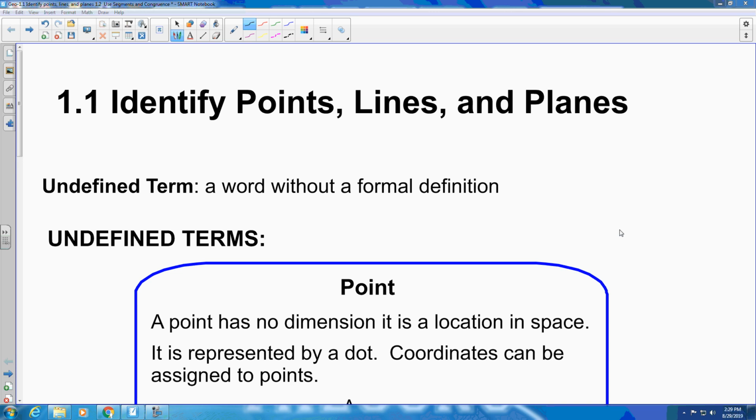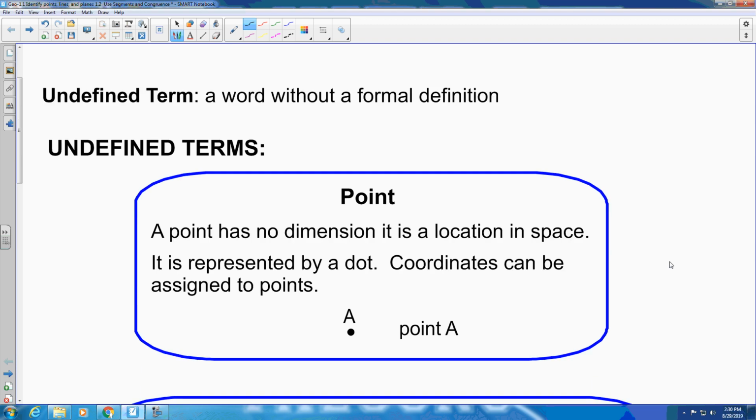Anything that is an undefined term is a word without a formal definition. The undefined terms are the topics of our first section: a point, a line, or a plane. A point has no dimension. It is a location in space and is represented as a dot. Coordinates can be assigned to points, usually by letters rather than numbers, like point A right here.